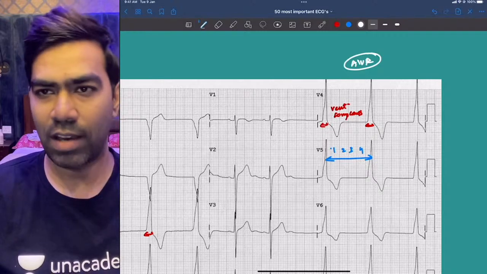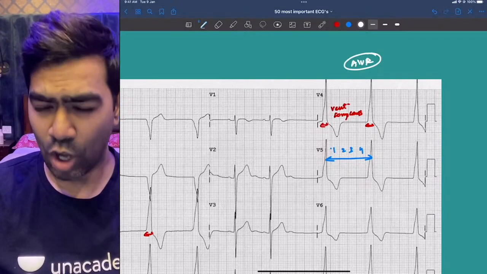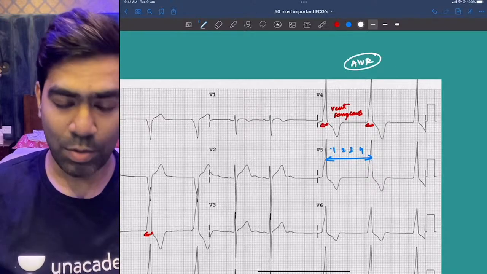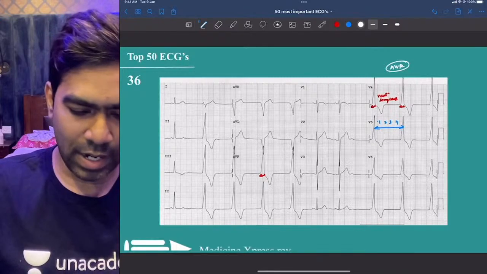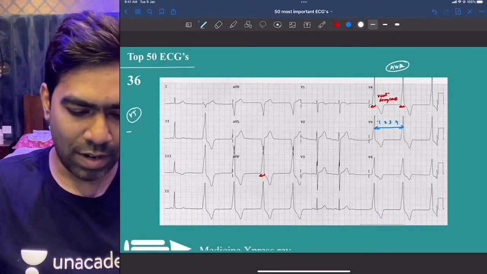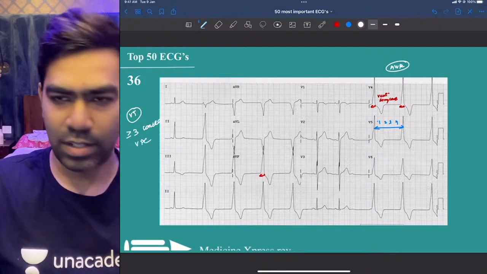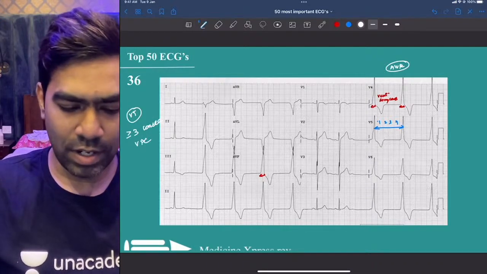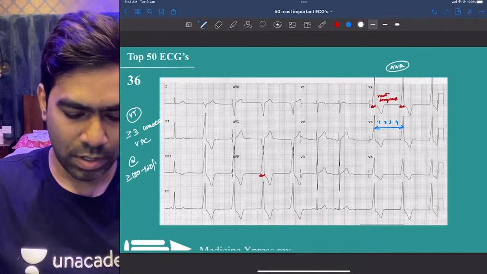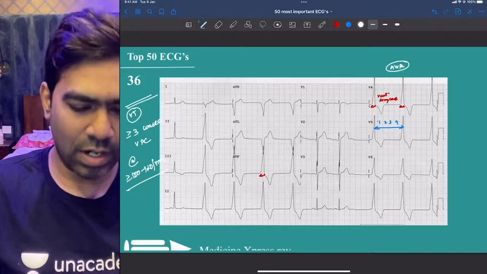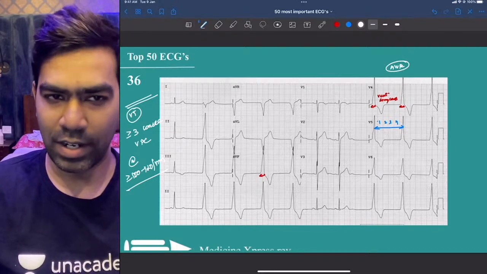Normally idioventricular rhythms will have a lower heart rate, but if you have a normal heart rate that is not tachycardic, think about accelerated idioventricular rhythm. So what is the definition of ventricular tachycardia? To call it ventricular tachycardia, you should have at least 3 consecutive ventricular premature contractions happening at a rate of at least 100 to 120 per minute. Only then can you call it ventricular tachycardia.